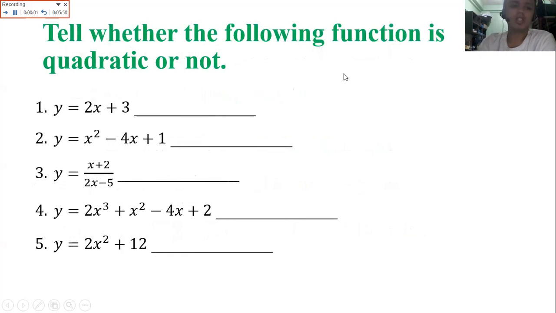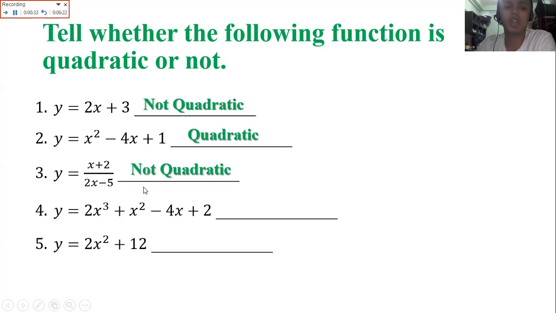Now, let us have an exercise. Tell whether the following is quadratic or not. For number 1, y equals 2x plus 3. That is not quadratic. That is called a linear function. Number 2, y equals x squared minus 4x plus 1. That is a quadratic function, because it has an exponent of 2. Next, number 3, y equals x plus 2 over 2x minus 5. That is not quadratic, because of the denominator with x, and we also have no exponent of 2 on the x.